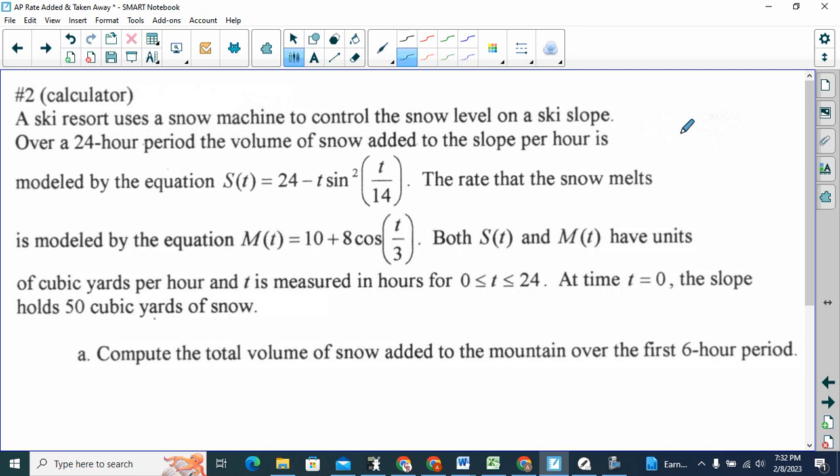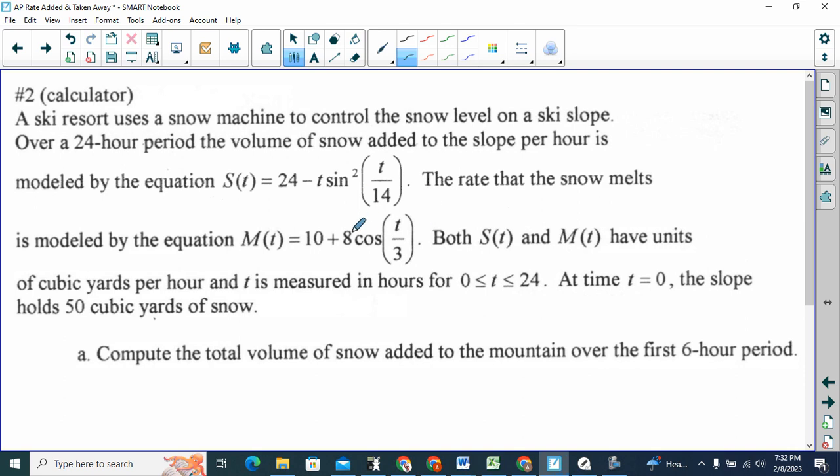You are given the rate at which something is added. So in this case, we've got a ski resort. They're using a snow machine to control how much snow is on the ski slope. And then it tells us that the amount of snow added per hour is given by this equation. So this is the rate at which we're adding snow, and then this is the rate at which snow is melting. We're always given a rate added and/or a rate removed. Usually both are given. Sometimes I've seen a couple of them where it's just one. So rate added, rate removed.